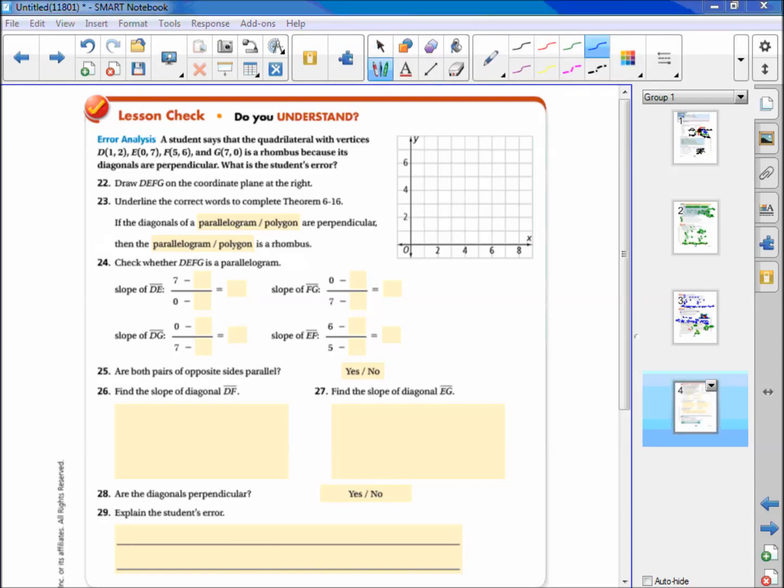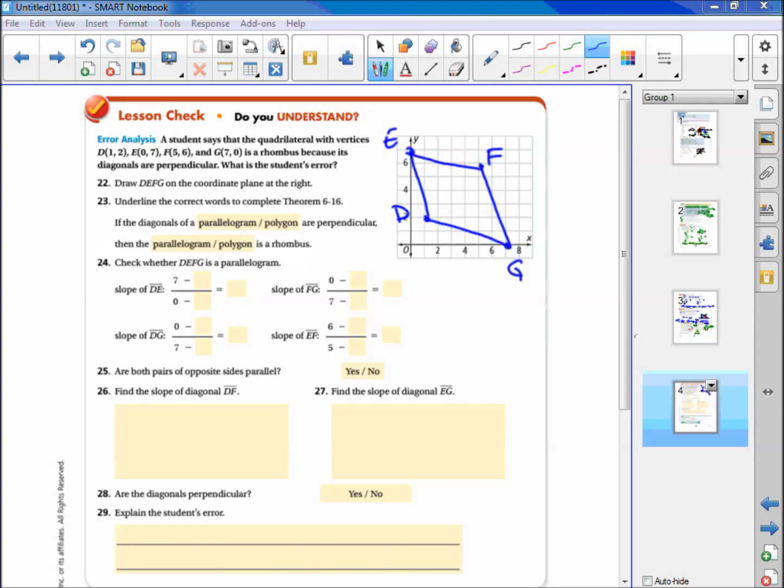So error analysis here, a student says the quadrilateral with vertices of D (1, 2), E (0, 7), F (5, 6), and G (7, 0) is a rhombus because its diagonals are perpendicular. So let's see. So we've got this shape.